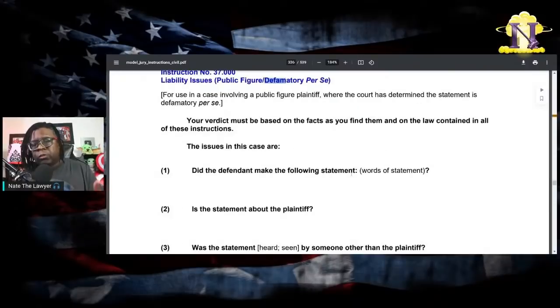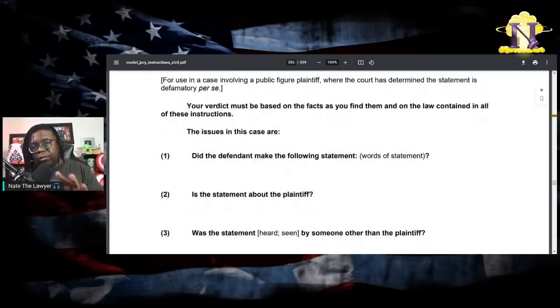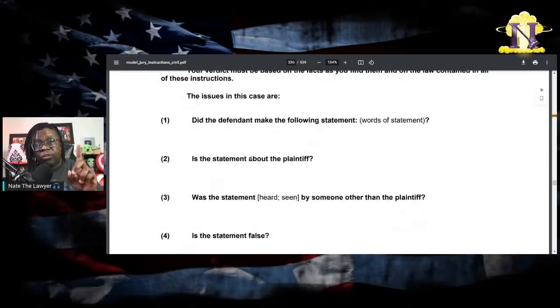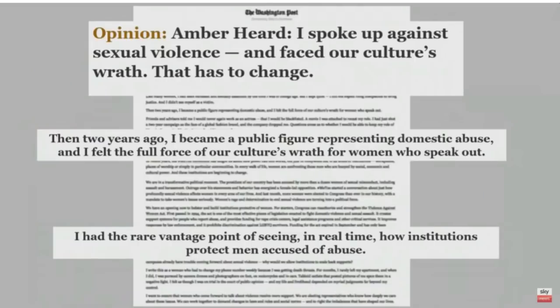Now we can play this out too with you guys. If you're a juror, you'll answer these questions just to know. So they'll have a form with these questions, right? After the jury instructions. Your verdict must be based on the facts as you find them and on the law contained in the full instruction. So the issues in this case are, the first question you're going to ask, did the defendant make the following statements? So you'll have the three statements: sexual assault, abuse. Yes, the defendant did make those statements. Remember, the first one is a republication, and the second two, she made because she wrote it in an op-ed.